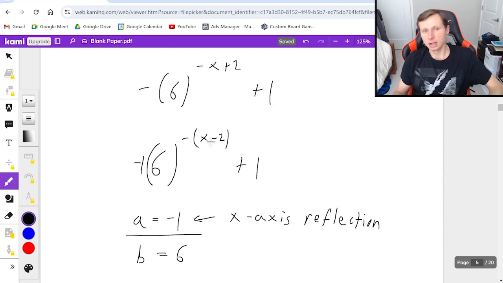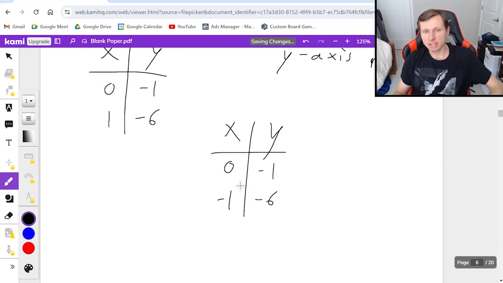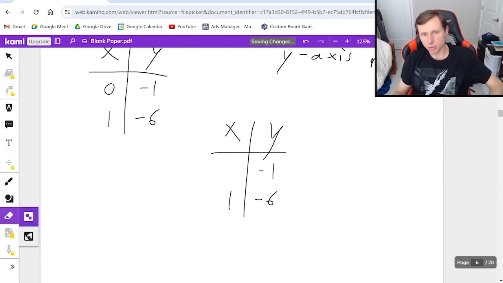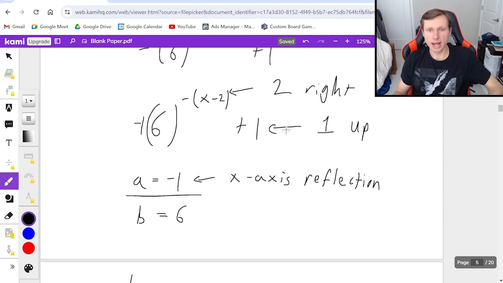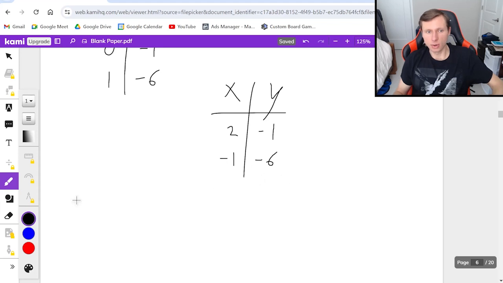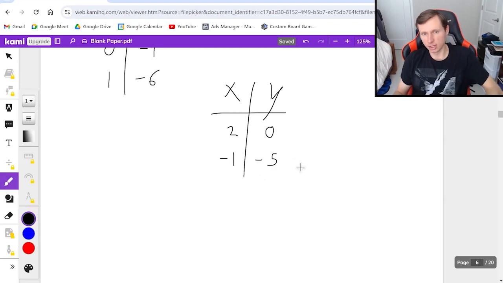Finally, the shift. Looks like the shift is -2, which is really 2 to the right, and +1, which is 1 up. So I have to go 2 right and 1 up. That means my x values are going up by 2. So instead of 0 and -1, it's 2 and -1. And for my y-axis shift, it's up 1. So add 1 to both of these y values. So it's going to be 0 for the first one and -5 for the second one. And again, you have to do the shifts last. If you don't do the shift last, you will get the wrong answer.